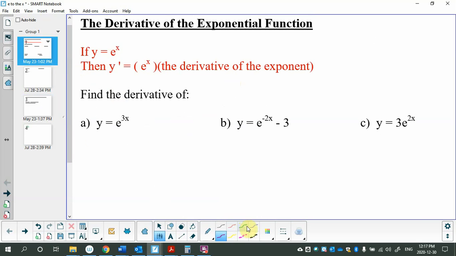So dy by dx. Derivative of e is repeat, then multiply by the derivative of the exponent, which is 3, and then your job is to make it look pretty. The end. I really like this compared to ln's. Next one.